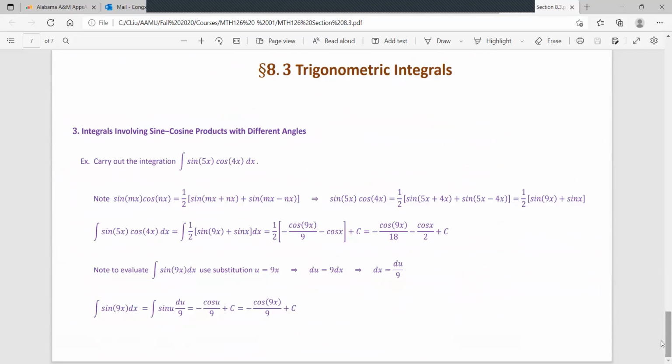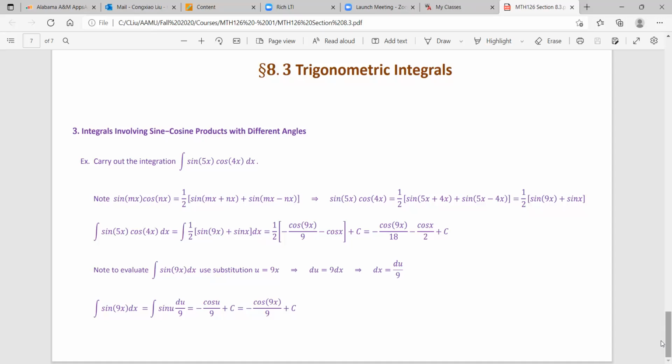Okay, so there's another category that we need to pay some attention to. We just separate this case from the trig integrals: the integrals involving sine cosine products with different angles. All of the examples or cases we discussed before were trig functions with the same angle. So what happens if the sine and cosine functions have different angles, and you get this kind of product, how do you integrate?